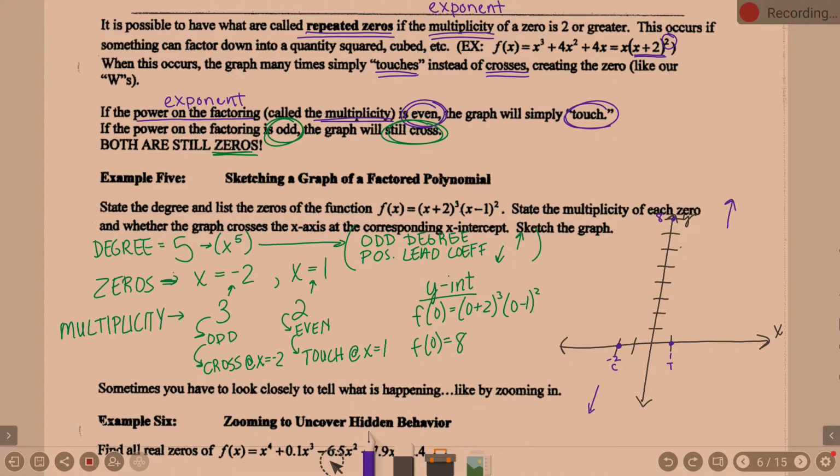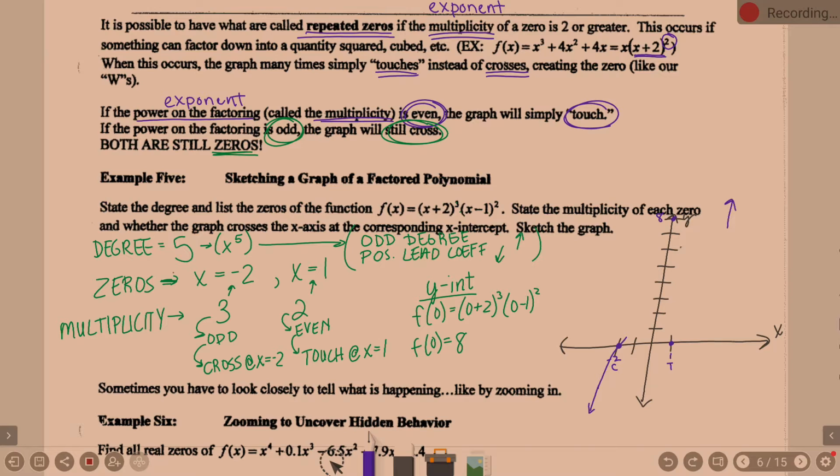I think so. So if I start from down here, what's the first thing I know I have to do? I have to cross through -2, don't I? Because it had a multiplicity of 3, I'm going to make it jog a little bit there. When we look at it on the calculator, you'll see it'll flatten out a little bit before it continues back up.